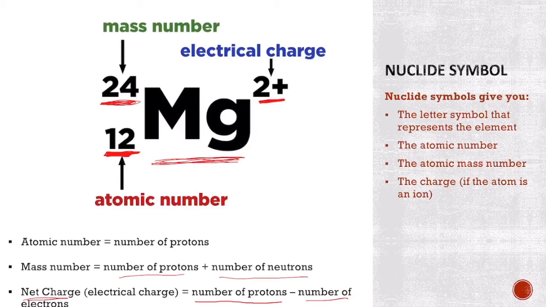If it's a neutral atom, then you don't write anything up here for the electrical charge. But if it does have a charge, and you can determine that by the number of protons minus the number of electrons, you would list that charge up there in the upper right-hand corner.